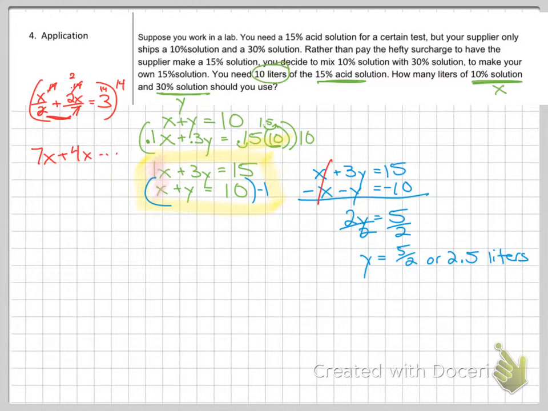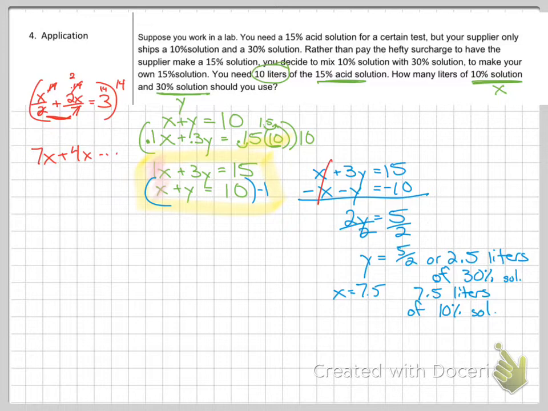Okay, so hopefully if you found y, divide by 2, you ended up with 5 halves, or 2.5 liters. So we need 2.5 liters of y, which represented the 30% solution. Remember, it had to equal 10 total, so just a little quick subtraction. You could have plugged it in and found it. X would have ended up equaling 7.5. So 7.5 liters of the 10%, because x represented the 10% solution.